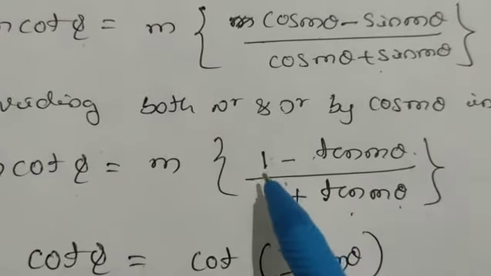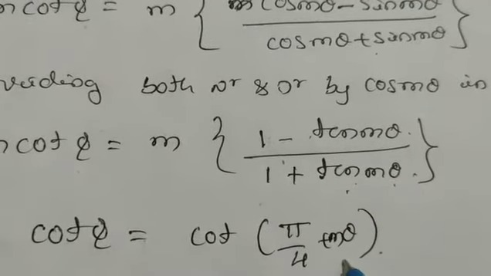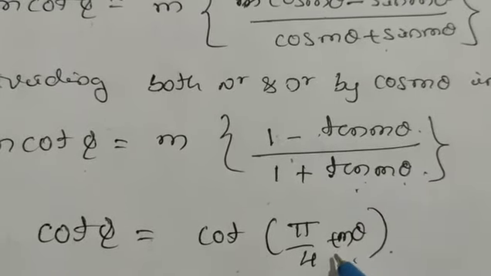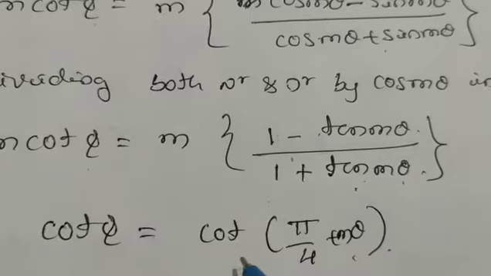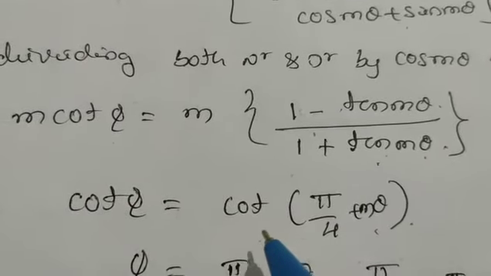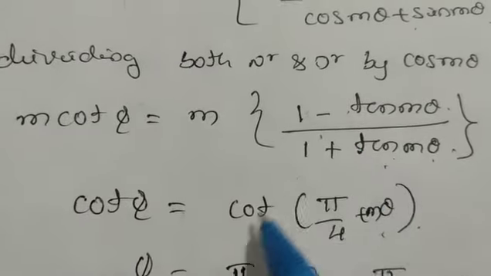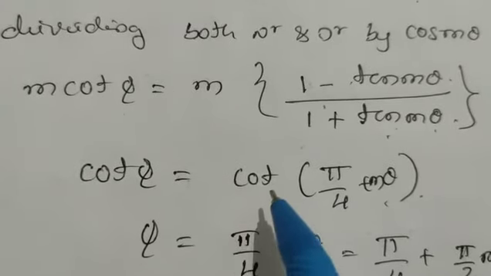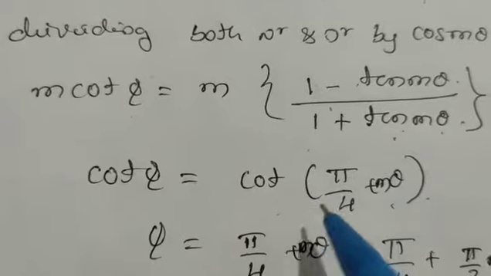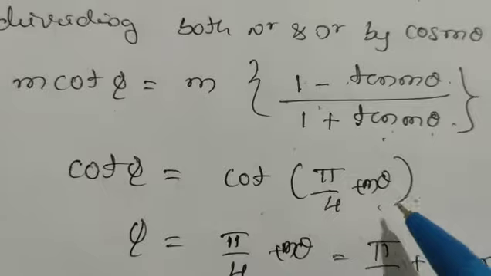And we know one relation: 1 minus tan theta divided by 1 plus tan theta is cot of 90 plus theta. So here it is cot of pi by 4 plus theta. This one we can have from the previous relations between the trigonometric functions. We know cot of a plus b, if we expand this, we will get this result. Otherwise, cot theta is 1 by tan theta, and from that you can get this result here. This is cot of pi by 4 plus m theta.